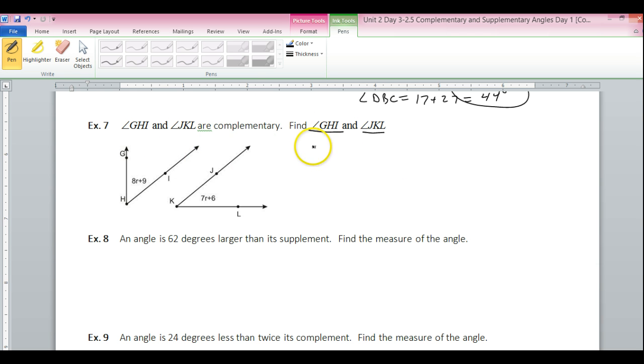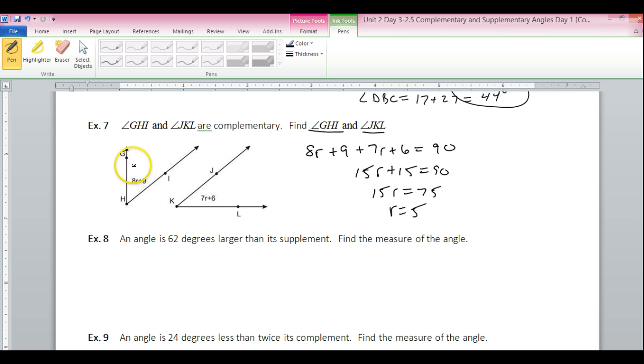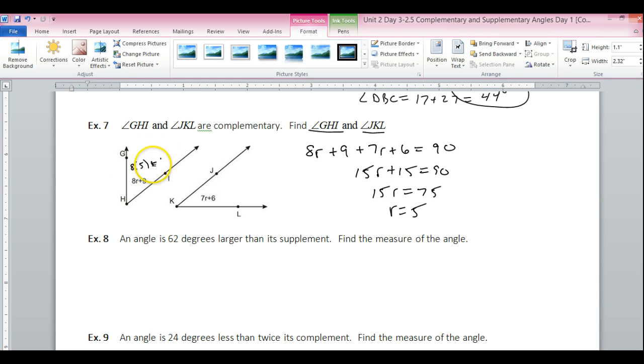And hopefully you're back. And when we look at these, if these are complementary, we know they add up to 90. So our setup would be 8r plus 9 plus 7r plus 6 equals 90. 15r plus 15 equals 90. 15r equals 75. So r is equal to 5. And now we can plug that back in. 8 times 5 plus 9 gives you 49 degrees. 7 times 5 plus 6 gives you 41 degrees. And we are done.